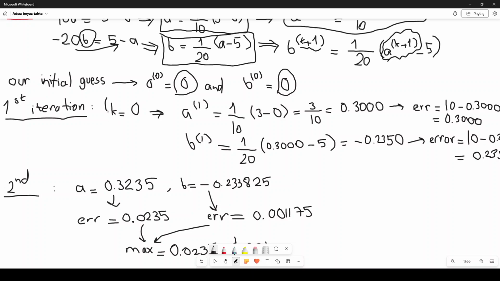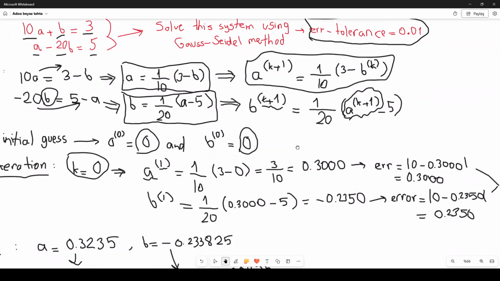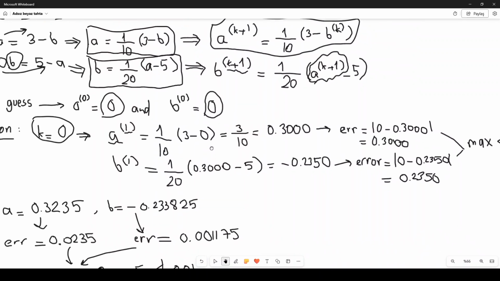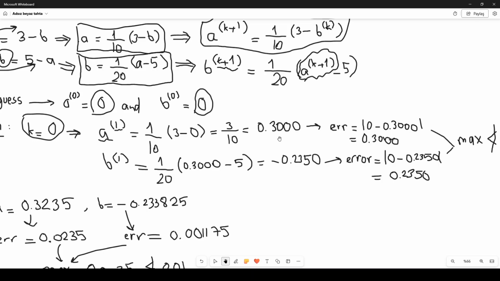So if you take k equal to 0, I try to obtain the value of the unknown variable a in the first iteration. So it is nothing but 1 over 10, 3 minus 0, and why 3? Because 3 comes from the formula that we just produced above, right? We rewrite the equations and we have 1 over 10, 3 minus b to the k, right? So I just put those values here, and I found the new value for a. And I do the same thing for b, right?